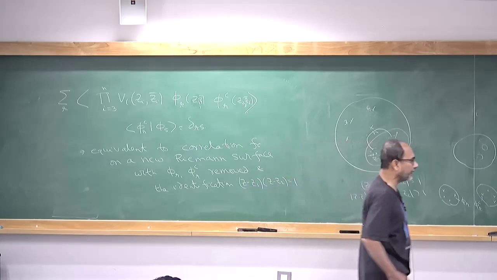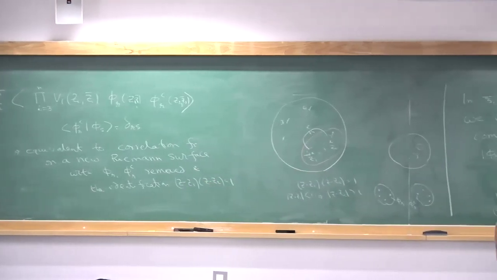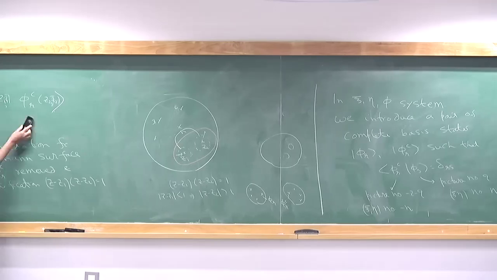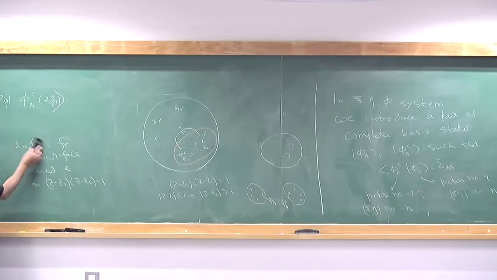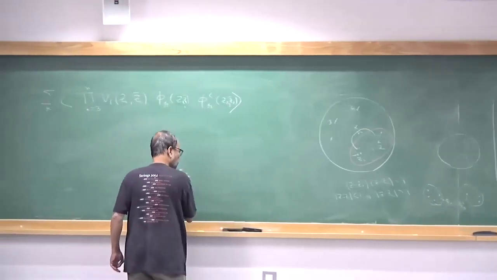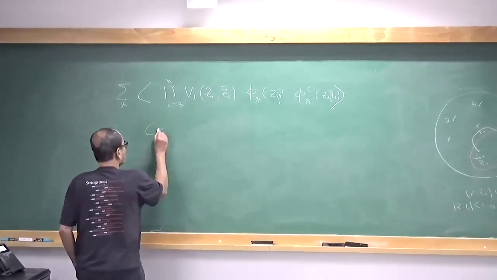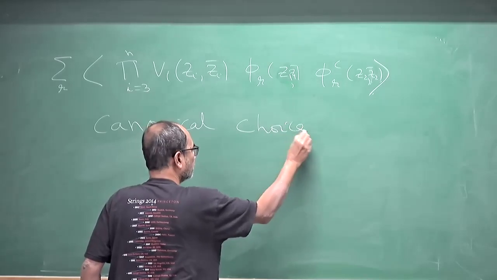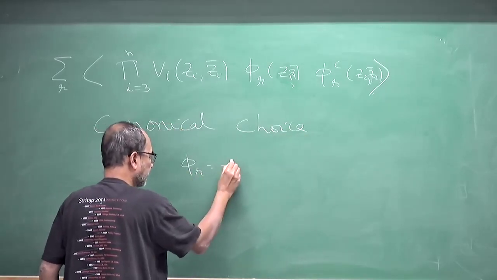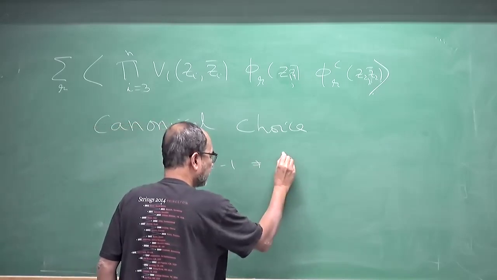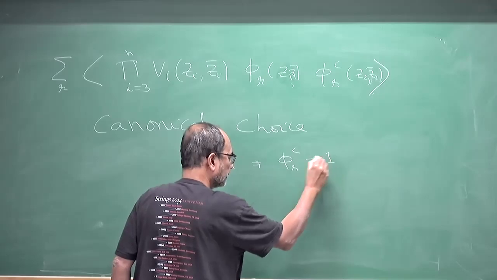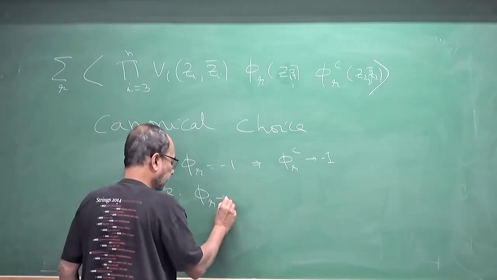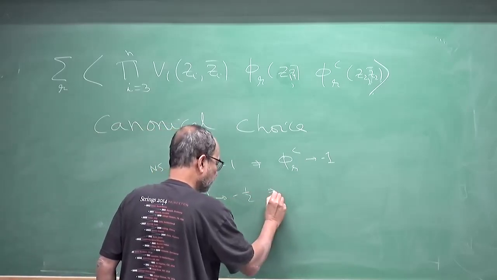Okay. And the canonical choice that one makes is -1 and -1/2 or -3/2. So the canonical choice is phi r -1, and in that case phi rc is also -1. Or, phi r, this is in the Ramond sector, this is in the NS sector, this is in the Ramond sector, phi r is -1/2, and this will mean phi rc is -3/2.